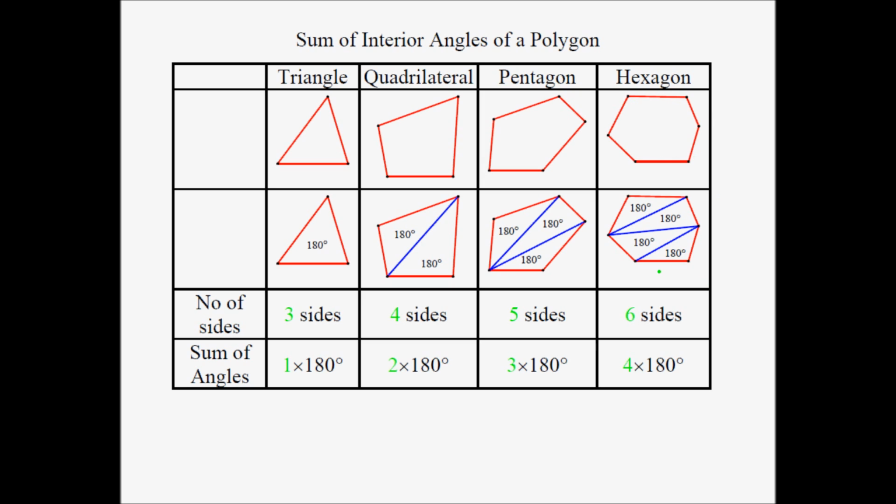Now there is a formula. Some of you are familiar with it. If the number of sides is n, then the sum of all the n angles is equal to n minus 2. Let's see if I can write it here. This is the formula that some of you have learned. N minus 2 times 180 degrees.